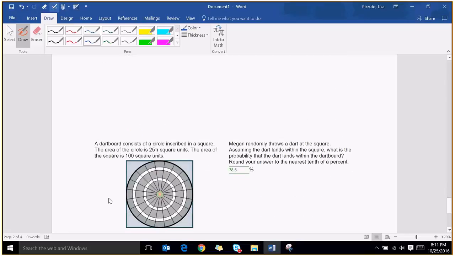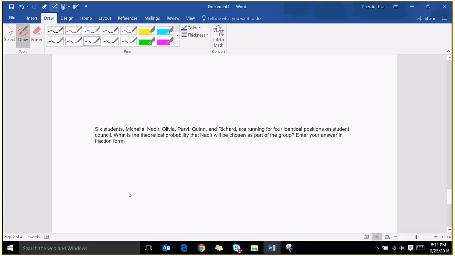Okay, so this is our last one. It says 6 students, Michelle and others, are running for identical positions on student council. So since they're identical positions, does the order matter? No, order does not matter. So this would be combinations or grouping, correct? Yes. What is the theoretical probability that Nadar will be chosen as part of the group?